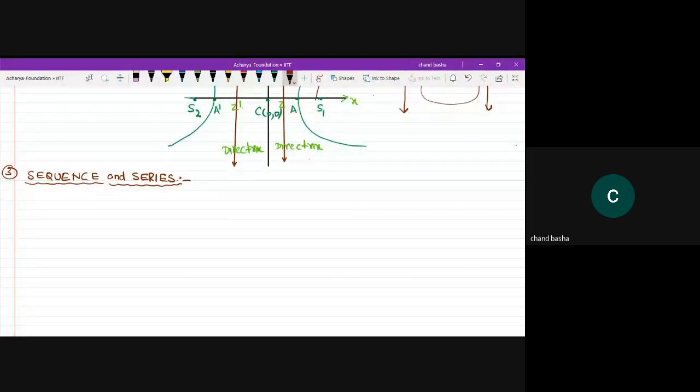Can anyone, 10th class students, define what is meant by a sequence? Avani? Ganesha? So the difference will be the same, sir. Okay.